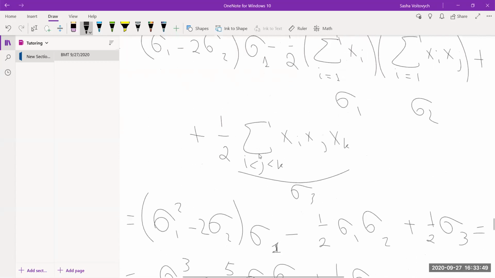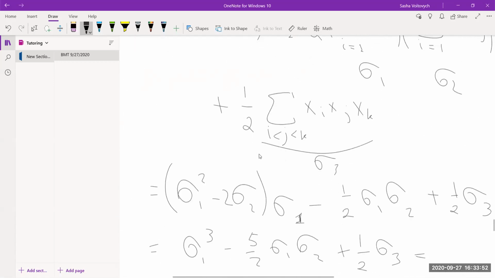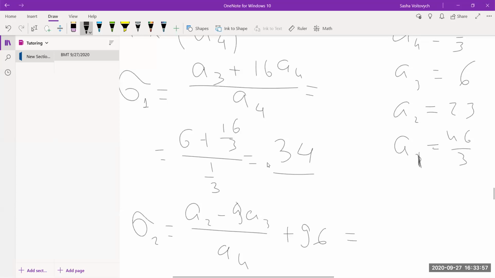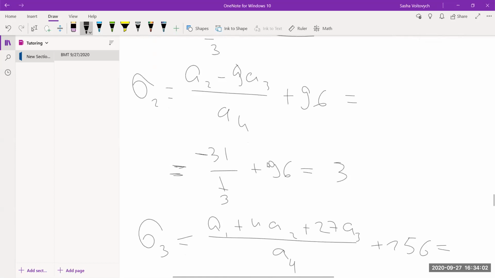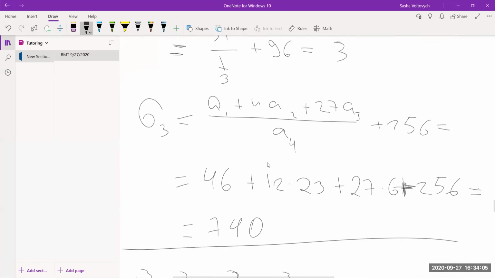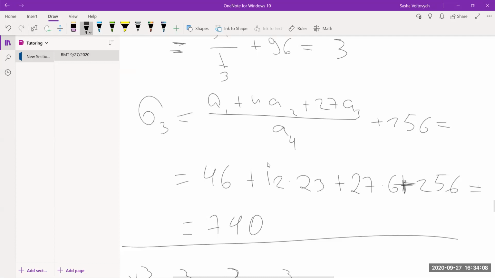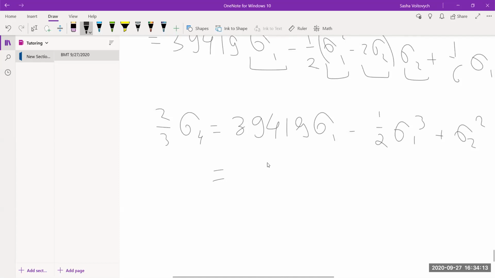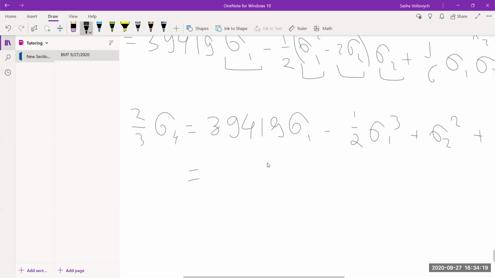What was sigma 1 equal to? Okay, sigma 1 is equal to 34, and sigma 2 is equal to 3, and sigma 3 is equal to 740. So we just plug in the values and then we calculate the result. Let me just quickly check the value.